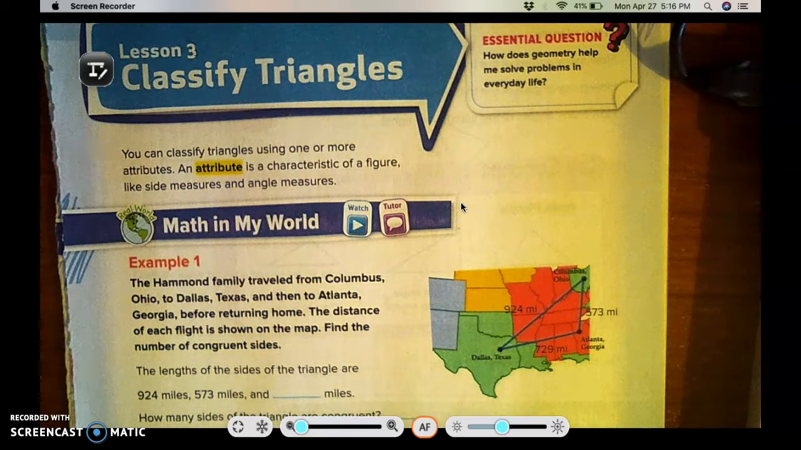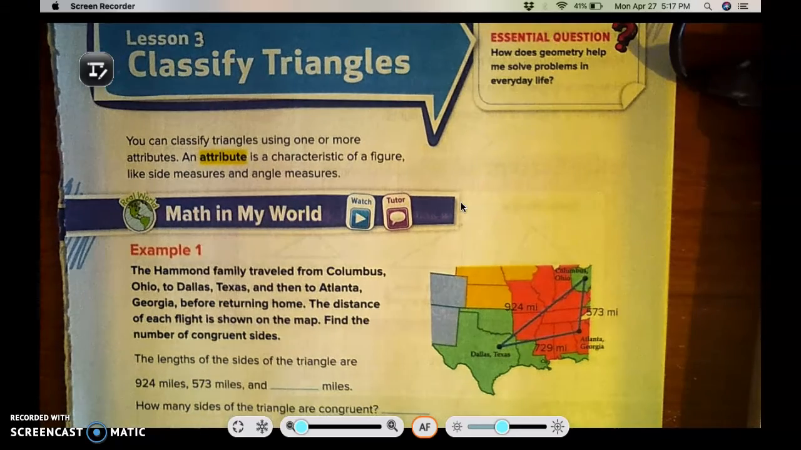Here we are looking at chapter 12, lesson 3, classifying triangles. I'm going to jump right into it. Hopefully the video that I posted from YouTube was helpful. I'm going to give you just a couple more tips and tricks to help you out if you need it.